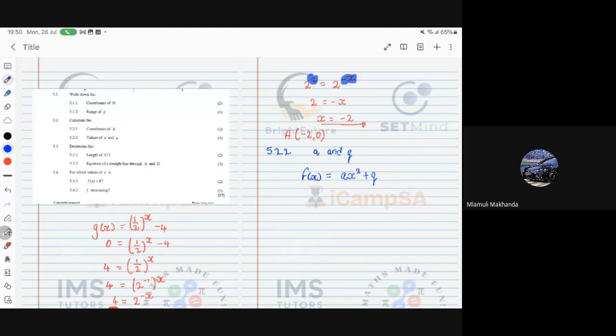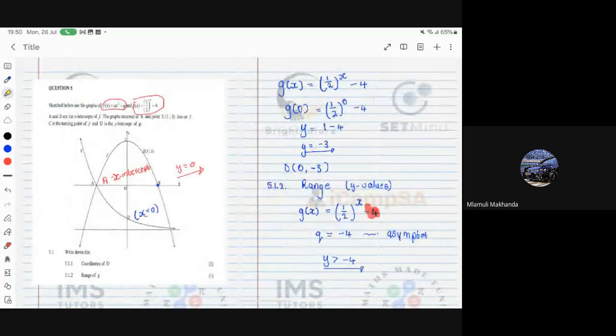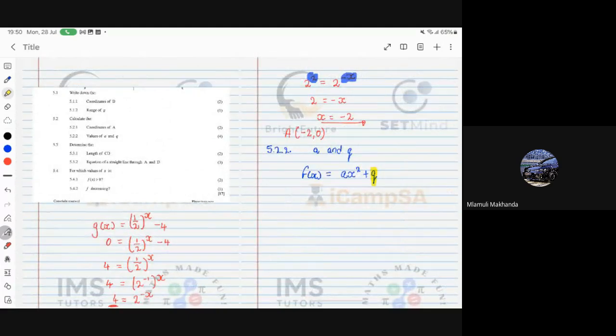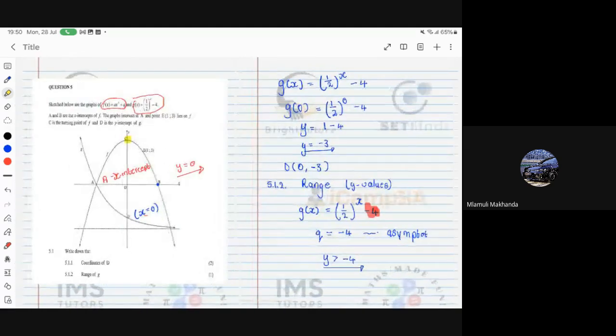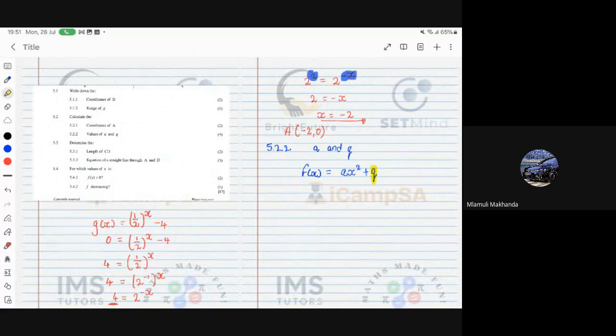If you remember, what did we say about q? For the parabolic function, q is our y-intercept. It's where the graph will cut our axis. So q will be there. Okay, is there a y-intercept given? If I'm not mistaken, no. So q, okay, f of x.